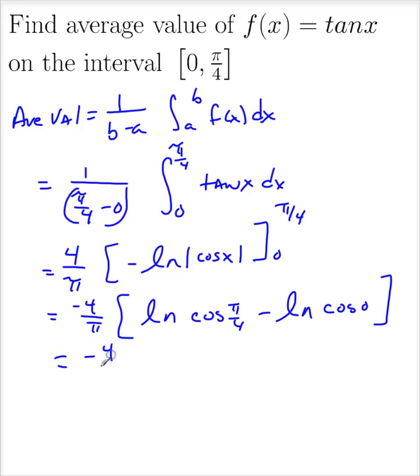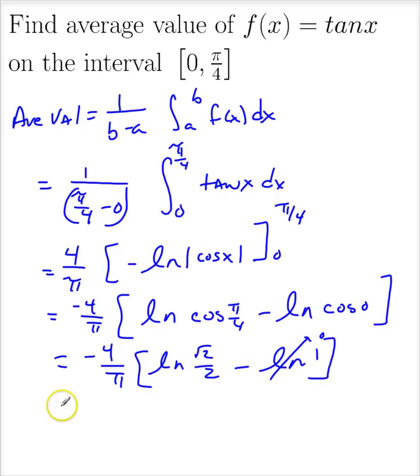So it's minus 4 over pi times the natural log of the cosine of pi over 4, which is the natural log of the square root of 2 over 2, minus the natural log, cosine of 0 is 1. So this term right here is 0. So it's minus 4 over pi natural log square root of 2 over 2. And I could get an approximate answer of 0.441.